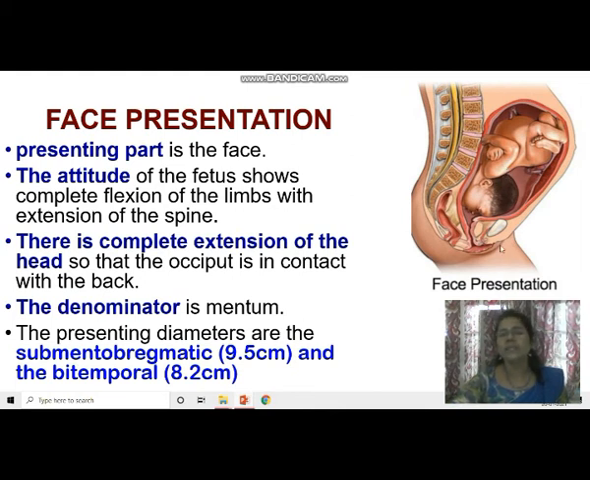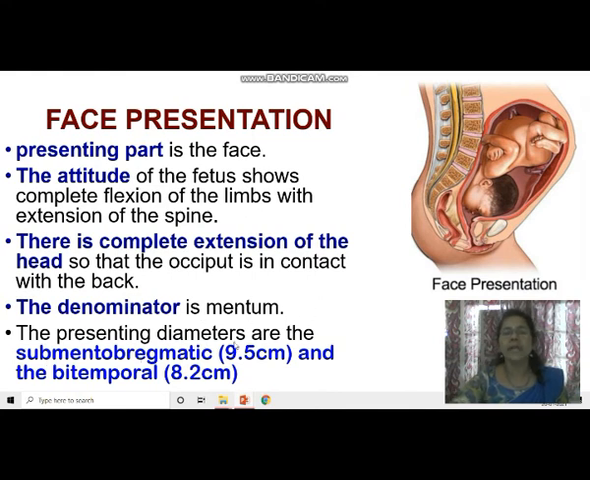Then the denominator is the mentum. The chin touches the pelvic brim, the iliopectineal eminence. So that's why the denominator is mentum.